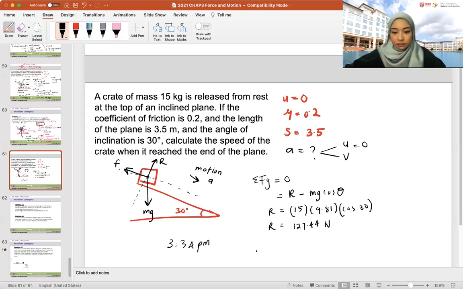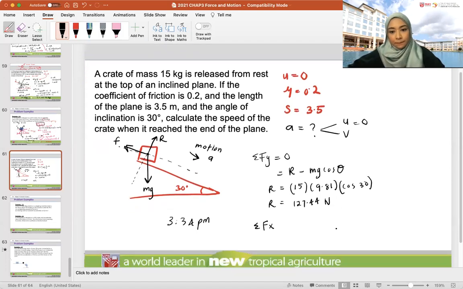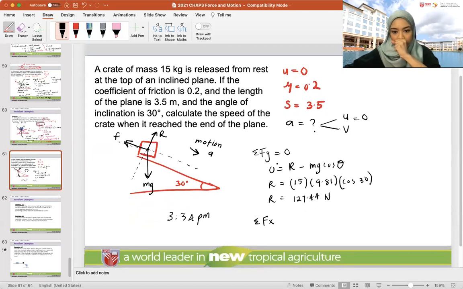Okay, Luqman. Net in the Fx. Luqman. Doktor, kita kena cari ke masa dia? Tak ada kan? Dia tak suruh kan? Adam is asking, do we have to find the time? No. We don't.